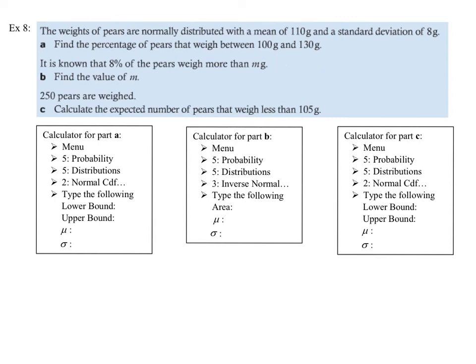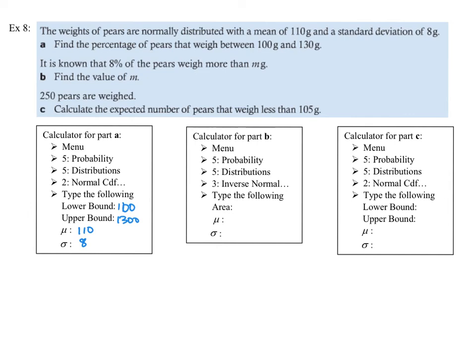So grab your calculator, you'll choose the menu button, choose 5 for probability again, 5 for distributions, and then 2 for a normal distribution, and then you'll be prompted for these amounts. Our lower bound is going to be 100 grams, so that's what you'll type in. And then the upper bound is 130 grams. And then we're told in the problem that the mean is 110 and the standard deviation is 8. So you'll type in 110 and 8 for those two amounts. And the calculator will give you an answer.